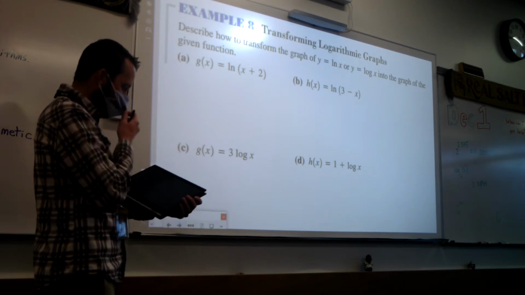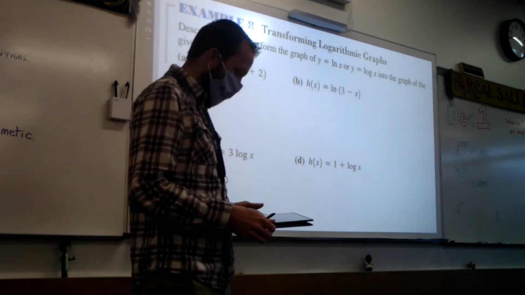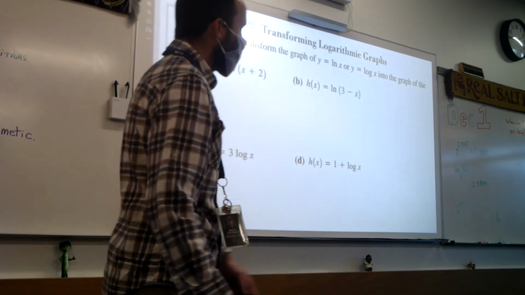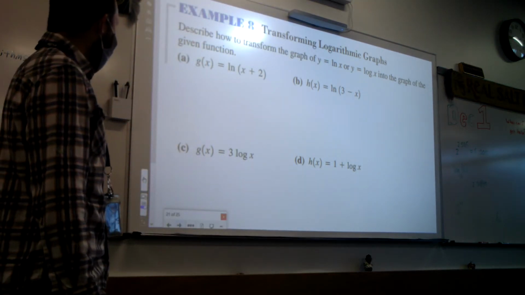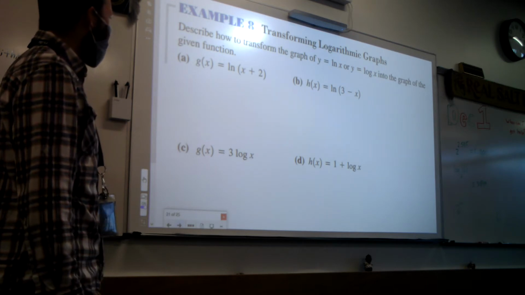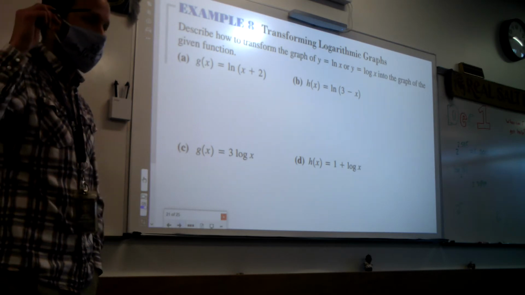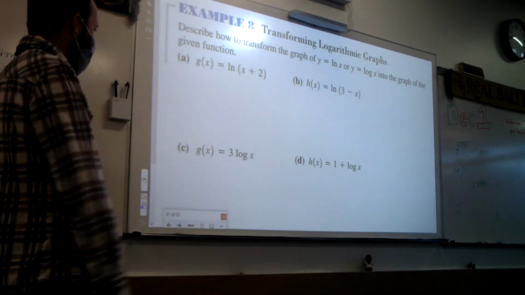Hey, let's do some practice here, though. If you were to graph this, I'm not going to ask you to graph it, but I want you to just tell me what the transformations are. So here are 4 logarithms with 4 different transformations. What's going on in those? Turn to your neighbor, I'll give you about a minute or so to discuss with each other, and then I'll call them forward here.